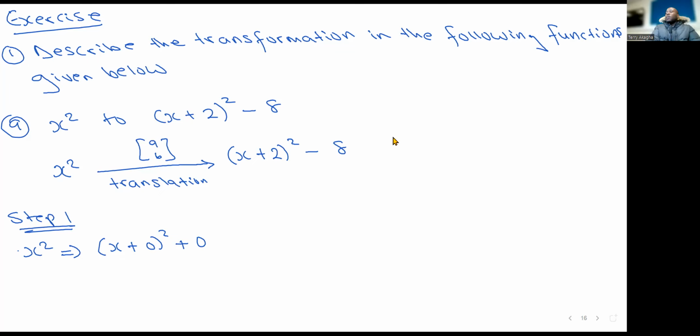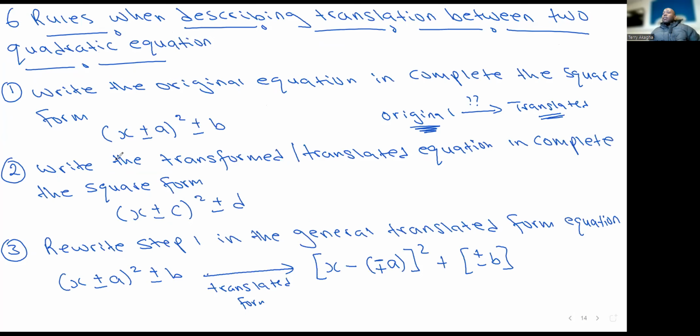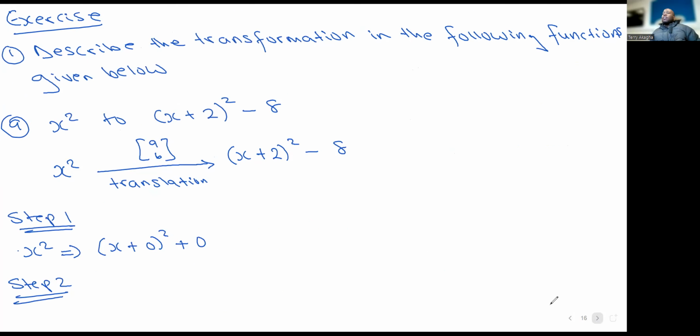So get this one here so I can have space to write. So step 2. The next one is that we're told to write the translated equation in completed square form. As you can see, it was already written for us in completed square form. So that means we already have it as x plus 2 squared minus 8.